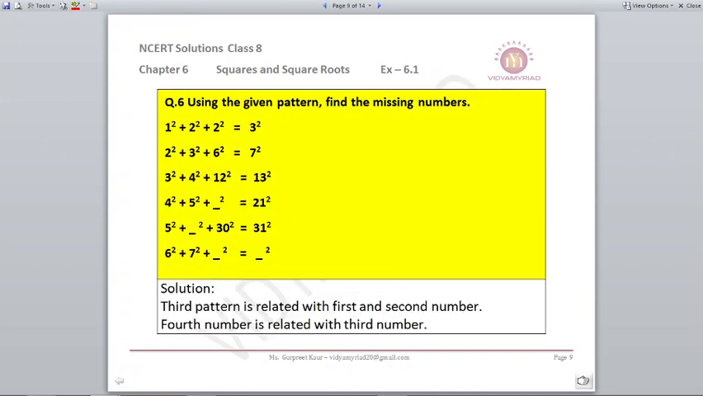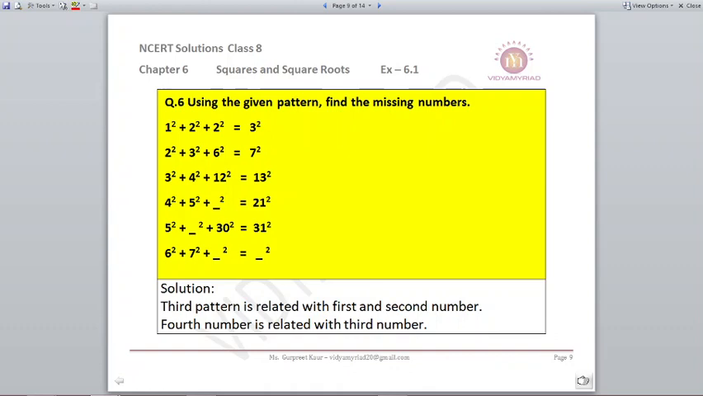Using the given pattern, find the missing numbers. Let's look at the pattern and decide what will come in the missing place. 1 square plus 2 square plus 2 square is equal to 3 square. 2 square plus 3 square plus 6 square is equal to 7 square. 3 square plus 4 square plus 12 square is equal to 13 square. So what are we doing?